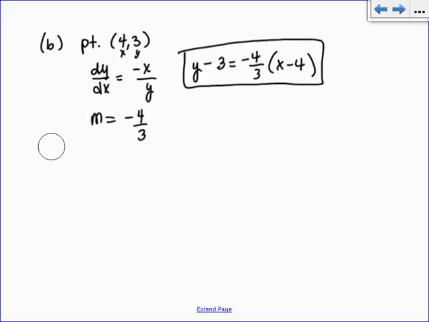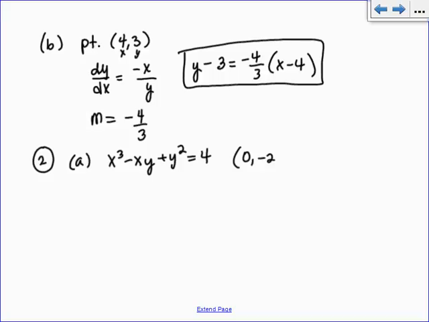Let's see. So number 2 says, well, what if we have a more complicated function? What if we have x cubed minus xy plus y squared equals 4, and we want to find the equation of the tangent line at (0, negative 2)? Okay, this is definitely a lot harder. We can't solve for y. Again, it's not a function. You can graph it on Grapher, not really on your calculator very easily, and you'll see that it's not a function. So we need to use implicit differentiation to find the derivative.